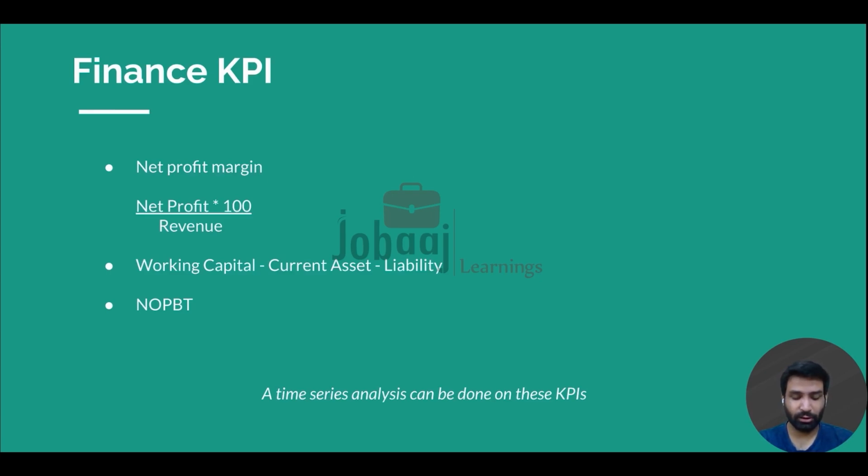Similarly, we can do it for working capital, which is current assets minus liabilities. Right, we can do it for NOPBT as well. We can have a time series analysis on it, and then we can check what the issue is. I mean, are we following what we decided, what was planned? So this way we will be in a good position.